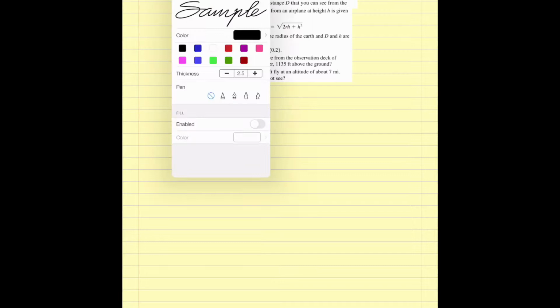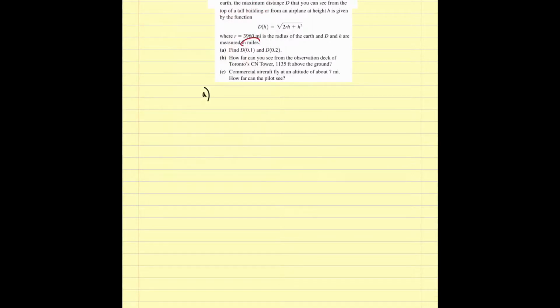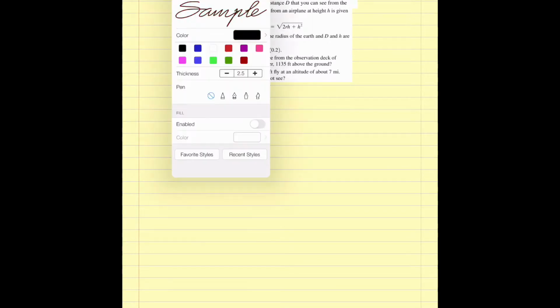Okay, the next example we're going to look at is from your problem set. For the A part, well, first let me read this. Due to the curvature of the Earth, the maximum distance d that you can see from the top of a tall building or from an airplane at height h is given by the function d of h equals root 2rh plus h squared, where r is the radius of the Earth and d and h are measured in miles. That part is important, and this is going to come up a lot. So that's measured in miles.